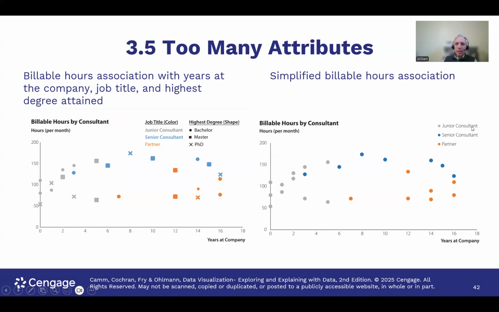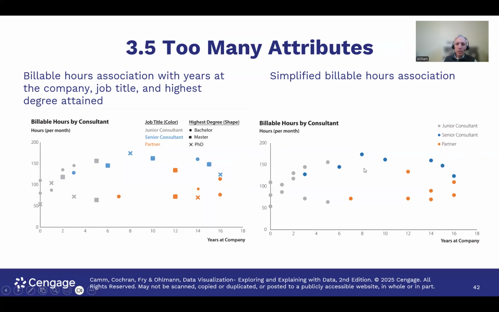So instead, what the author suggests is you take that out. You take the highest degree out. If you want to show that, put that on a separate chart. And so now I just have the junior, the senior, and the partner color coded. So really, I just have three attributes that I'm showing here, right? I'm showing years at company, billable hours, and then I'm color coding the dots according to the consultant.